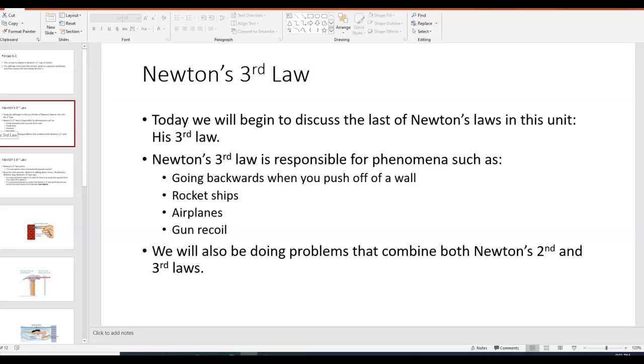Now, Newton's third law is another conceptual law. There's not usually any calculations with Newton's third law, but it's really important because it's responsible for things like pushing off a wall and going backwards. It's responsible for how rocket ships work, how airplanes work, gun recoil. Anytime you've ever experienced recoil, that is basically because of Newton's third law. We could not walk without Newton's third law, so it's important in the real world. But it is a conceptual law.